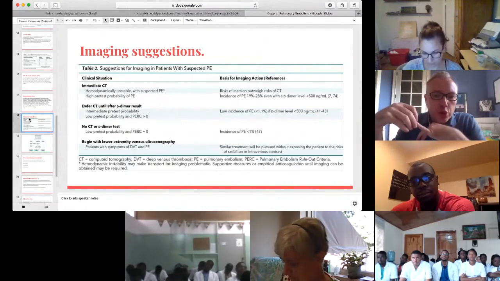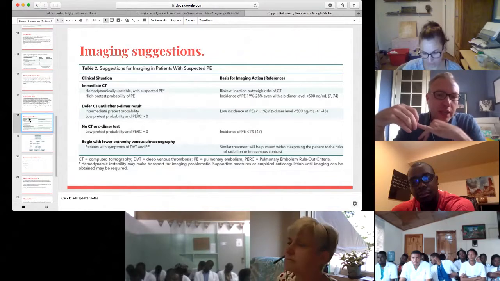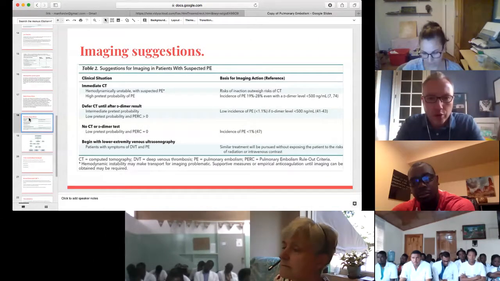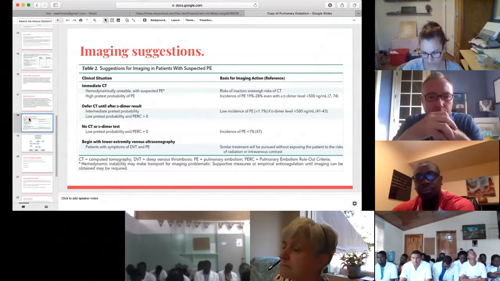A ventilation perfusion scan, which is only used in the patients who, for some reason, can't undergo a CT scan, maybe because of renal failure or other reasons they can't have the dye or something like that.